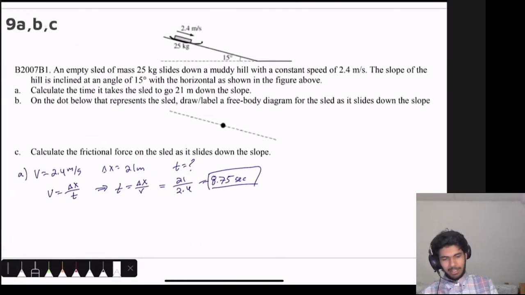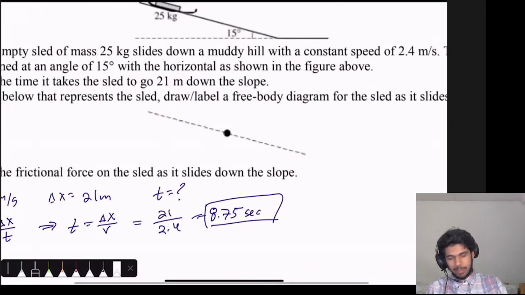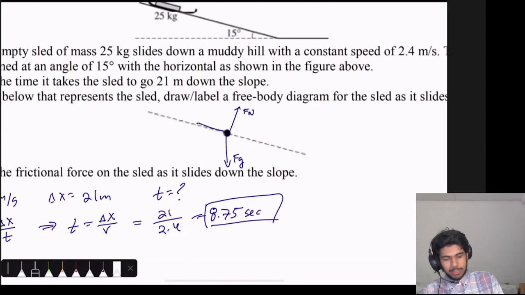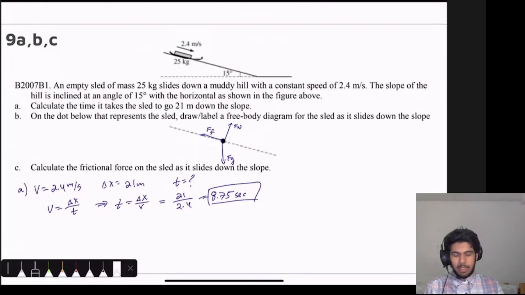Alright. And this one should hopefully be equally easy. We're just creating a free body diagram. So, let's see. Gravity points straight down, as it always does. Normal force, perpendicular to the surface. Friction, muddy hill, and it's opposing the direction of motion. Is there anything else? Gravity, normal, friction, tension. There's no tension. No other external forces. Should be good to go.